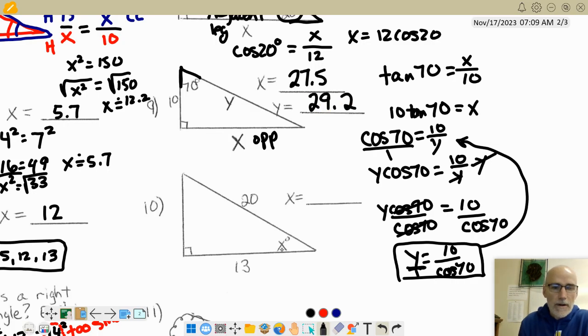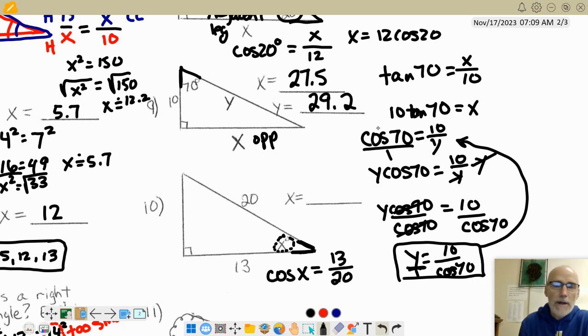All right, what do we got here? Ooh, we don't know the angle, right? We don't know the angle, but this is still the adjacent leg, and this is still the hypotenuse. So I'm going to set up a cosine. I'm going to say cosine of x is equal to the adjacent leg over the hypotenuse.